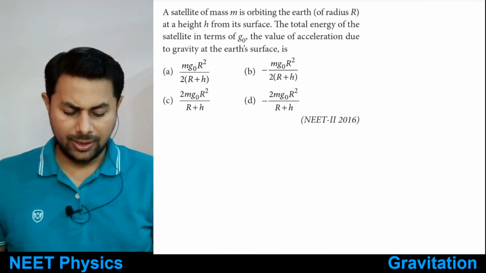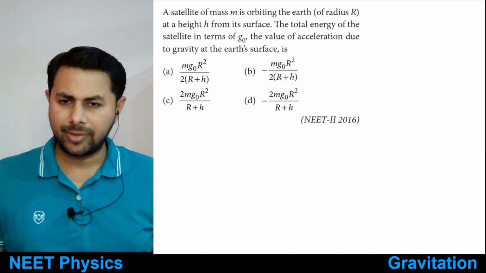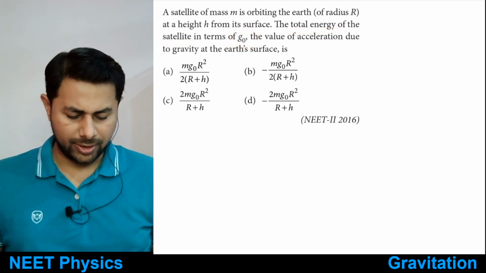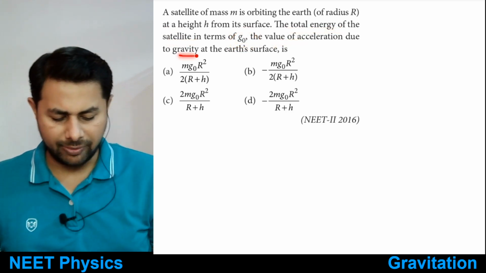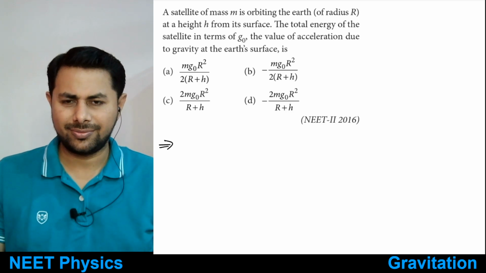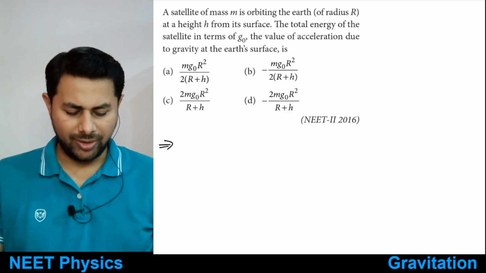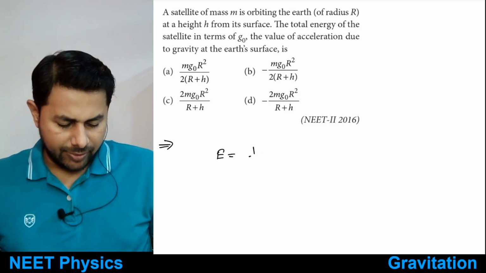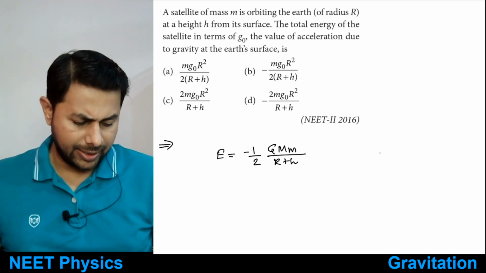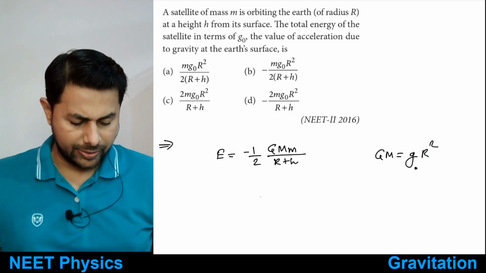Then let's see next one. A satellite of mass m is orbiting the earth of radius r at a height h from its surface. The total energy of the satellite in terms of g0, the value of acceleration due to gravity at earth's surface, is. Okay, so tell me what is the total energy of a satellite? Anyone? Total energy of a satellite is equal to minus half of GMm divided by r plus h. Okay, and then you have GM equals gr squared. They are calling it g naught. Okay, so let's put that.